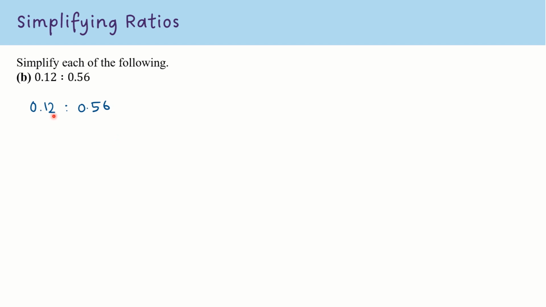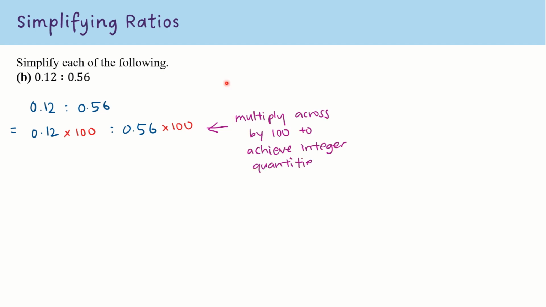Because I know that for each 10 that I multiply with, the decimal place will move to the right by one position. So in this case, since they are both two decimal place values, we can multiply by 100 in order to shift the decimal point to the right 2 times. Hence, we will be able to get 12 and 56.